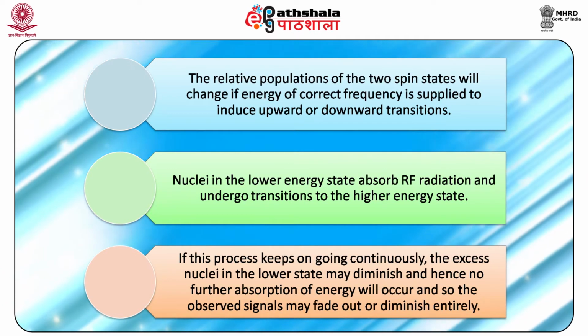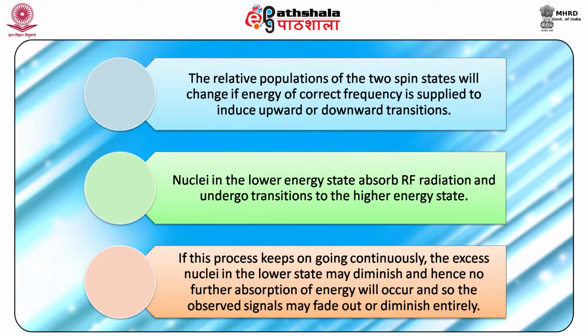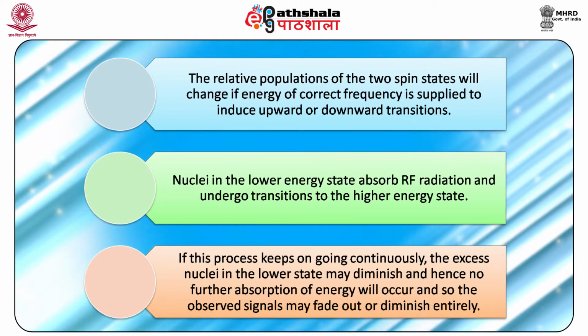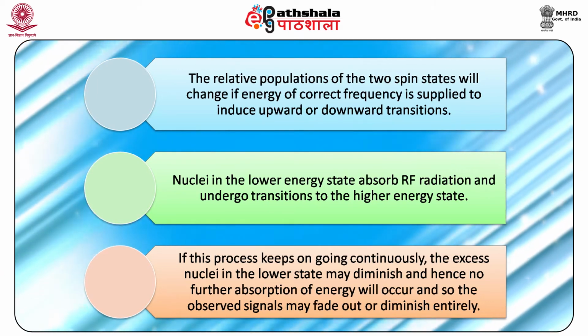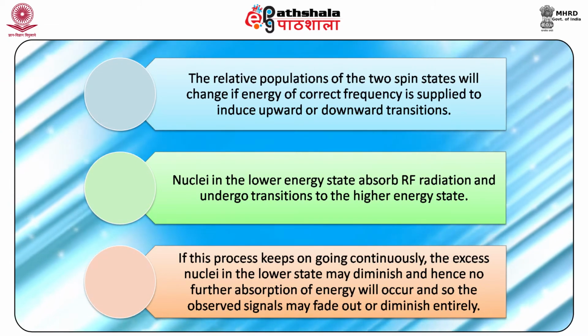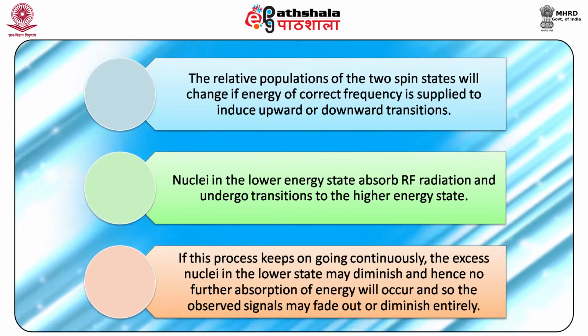Nuclei in the lower energy states absorb RF radiation and undergo transitions to a higher energy state. If this process keeps on going continuously, the excess nuclei in the lower energy state may diminish and hence no further absorption of energy will occur, and so the observed signals may fade out or diminish entirely. This situation, when the populations of the two energy states become equal, is known as saturation.